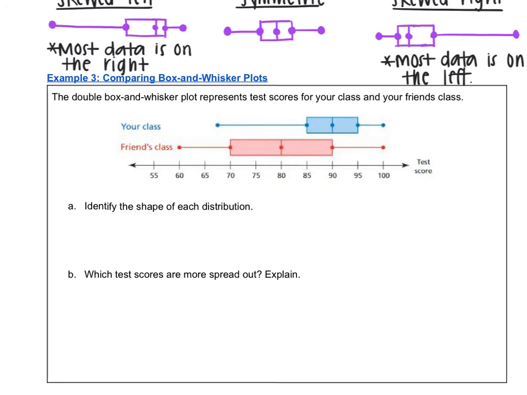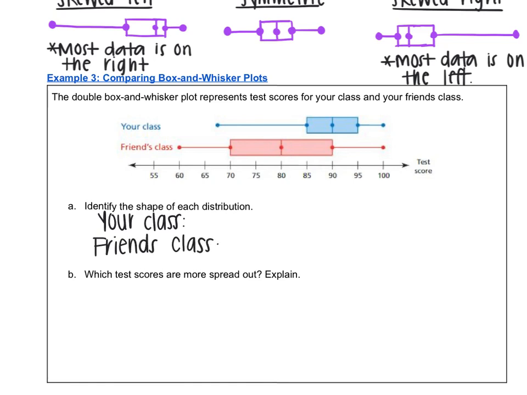It says the double box and whisker plot represents the test scores for your class and your friend's class. So your class is in blue right here at the top. Your friend's class is in red right here. Test scores ranging from, it looks like the lowest one 60 to the highest one 100. It says identify the shape of each distribution. So we're going to identify the shape for your class and for your friend's class.